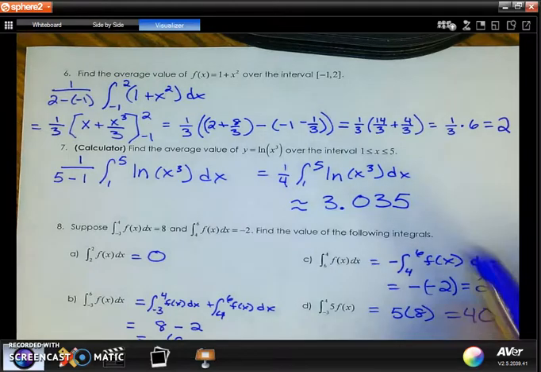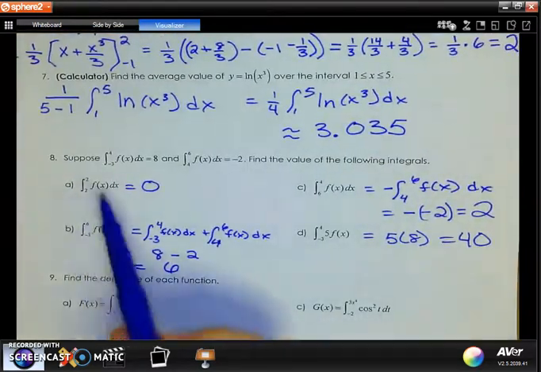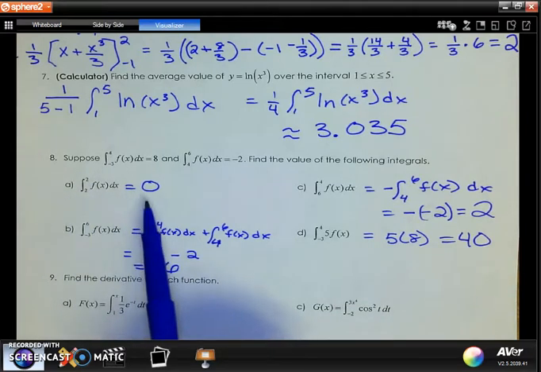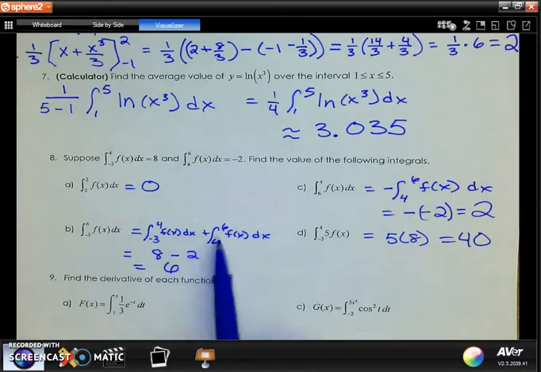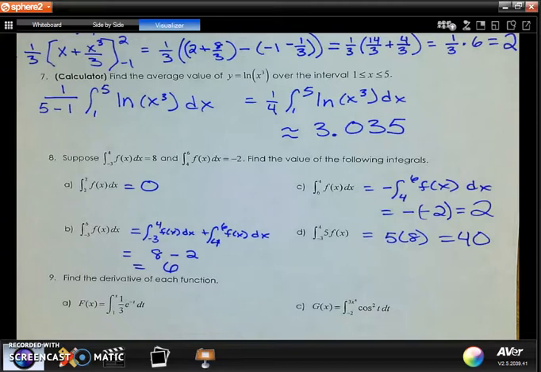Okay. So the next section here, it's all about your properties. Remember, the area over no space is 0. Another property says you could break things into parts. That's what's going on here. Another property says that if you want to flip these, you have to make it a negative. And you can always take a constant out front and then multiply at the end. So that's what's happening there.